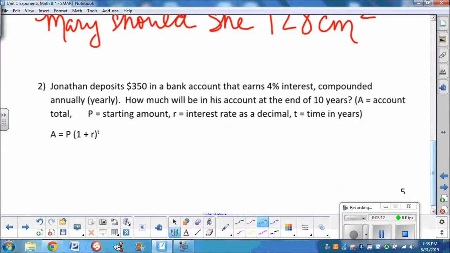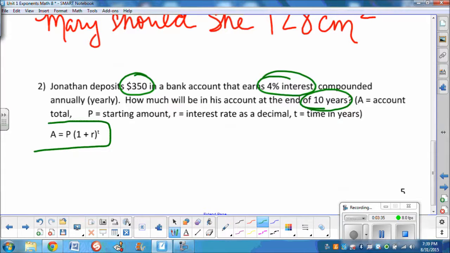2 is going to look a little bit different. I'm going to just start talking about it. So he puts $350 into his bank account at 4% interest. Notice I'm circling the important information. How much will be in his account at the end of 10 years? So there's our time. So we've described all of those pieces, and we have a nice little formula that's going to help us to find out how much he's going to have in his bank account after 10 years.